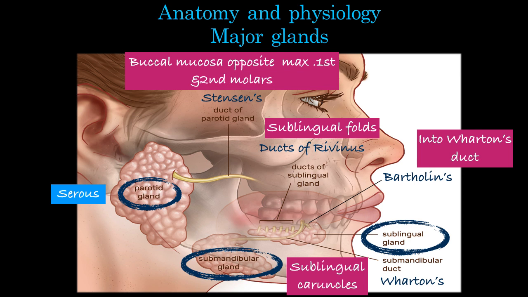Okay, for the type of secretion from each of the major salivary glands, the parotid gland, if you remember, has purely serous secretion. The submandibular gland has mixed secretion, mucus and serous, and the sublingual gland has only mucus secretion.